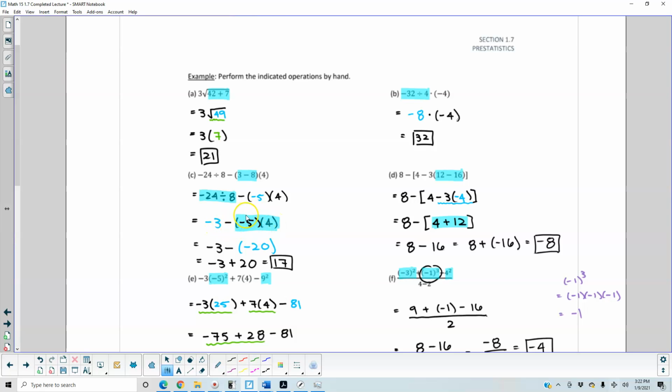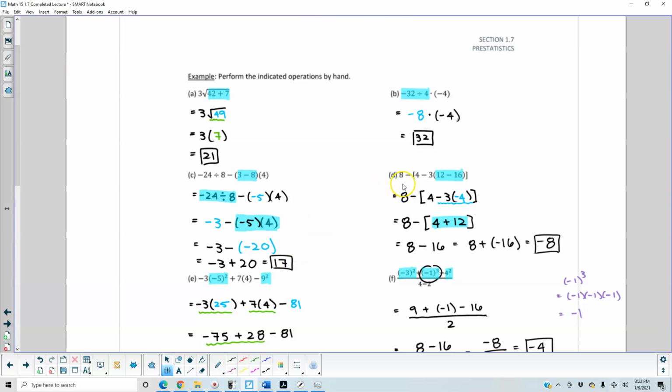So we have subtraction and multiplication. So we need to do multiplication first and then subtraction. So negative 5 times 4 gives you negative 20. So we have negative 3 minus a negative 20. And now remember, this becomes the opposite of negative 20, which is plus 20. So negative 3 plus 20 gives you positive 17. So again, following the order of operations.